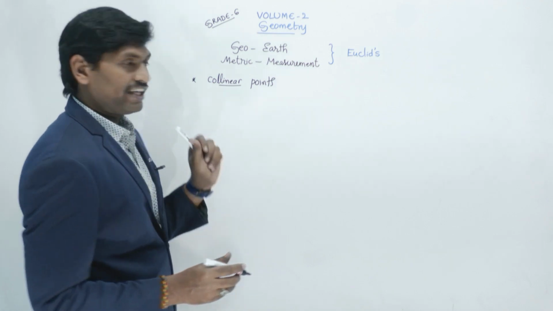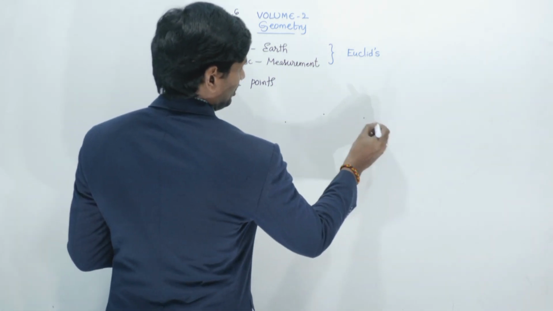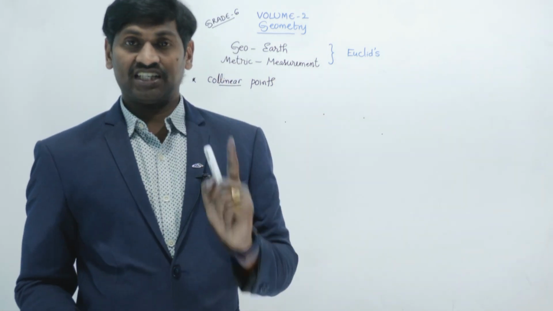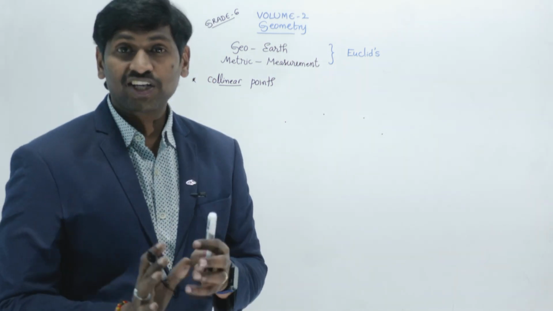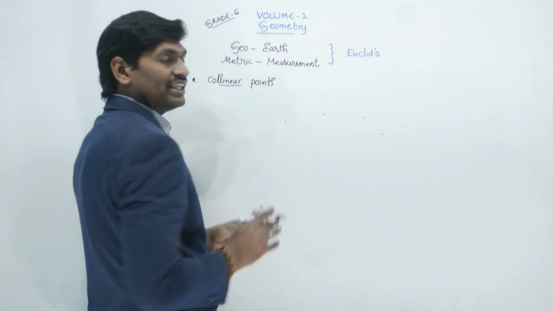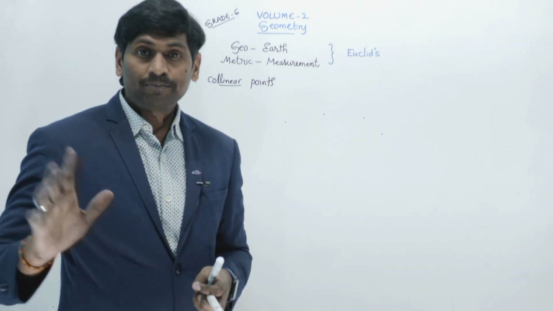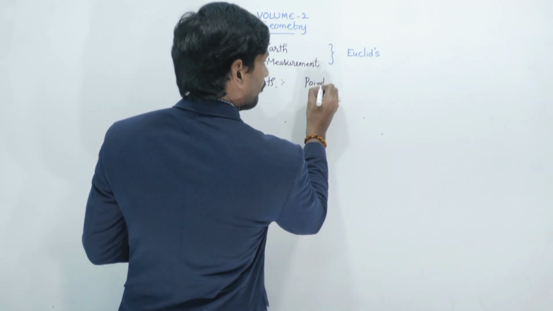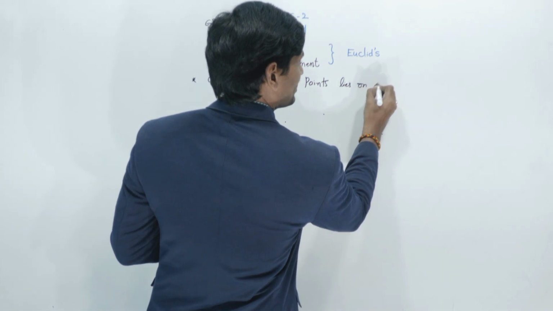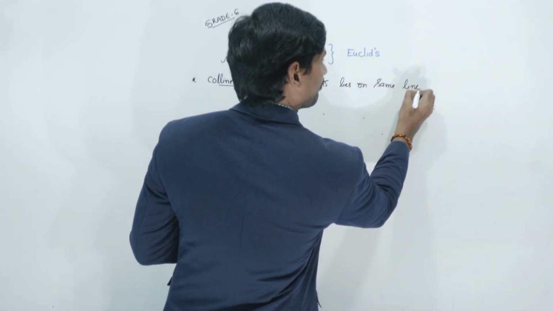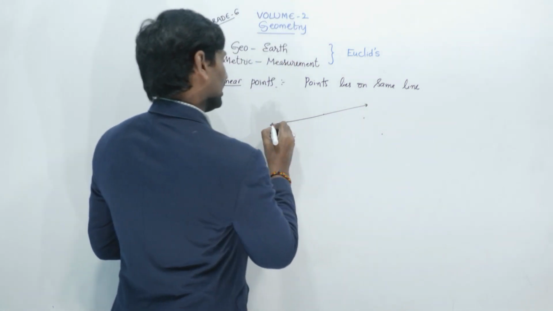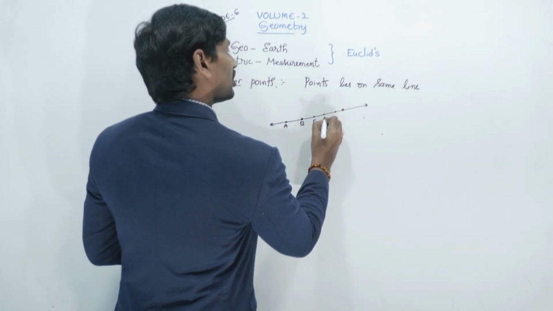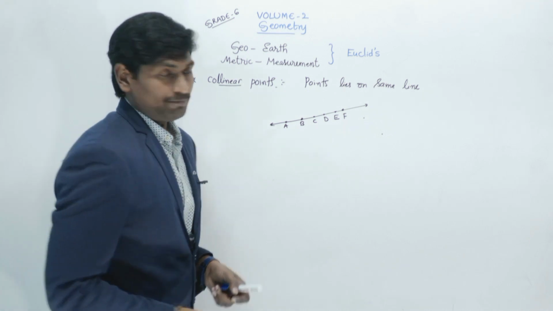When you come to collinear points, we are taking some points. If all the points lie on a single straight line, then we call these points collinear points. What are collinear points? Points lying on the same line. So simply, points that lie on the same line are called collinear points. That means if you take a line like this, we can take a number of points on the line. All these points are called collinear points.